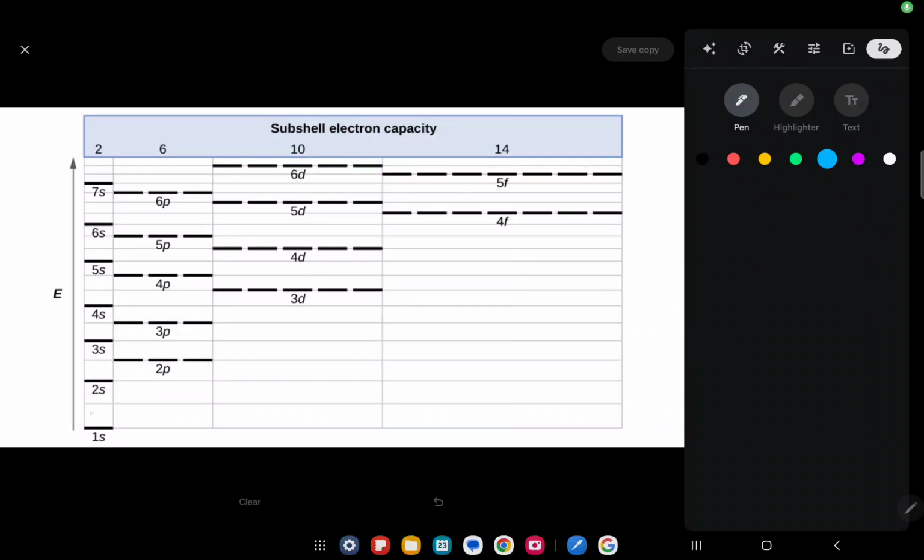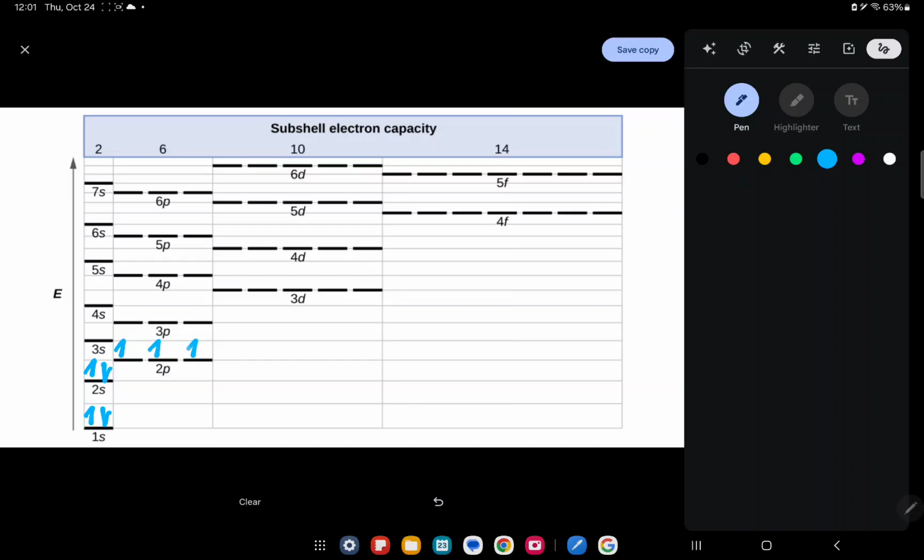So order's going to be one of those, and it doesn't really matter which one goes first. It's just one spin, then the other spin. That's 2. Then we can start filling the 2p orbitals.